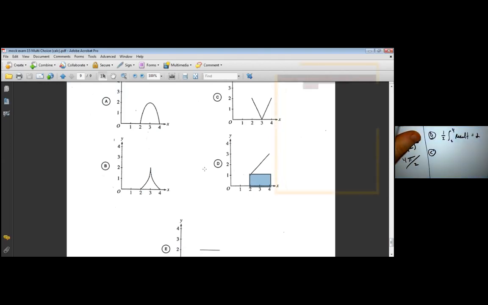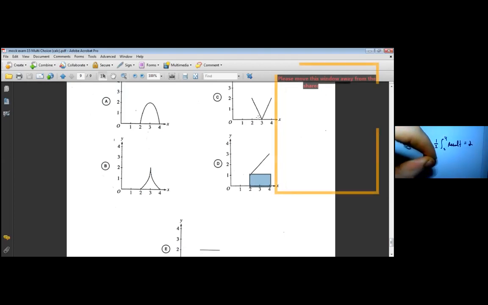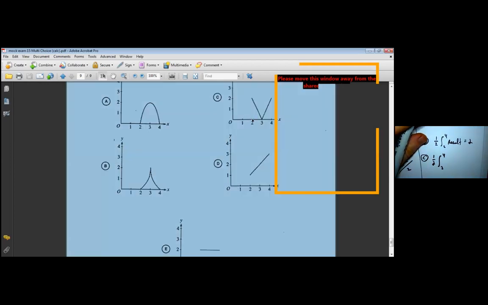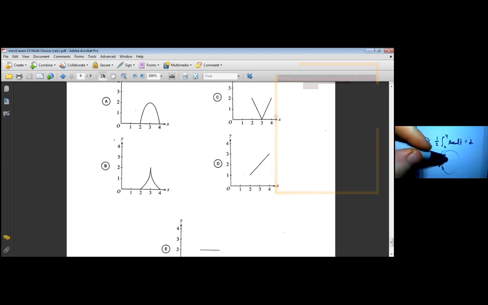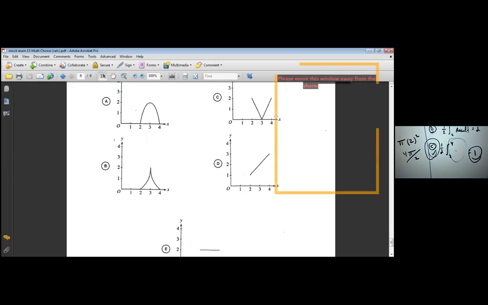Let's take a peek at C. If we did 1/(b minus a), that's still 1/2 times the integral from 2 to 4. Now that means we want the area from 2 to 4, so that's going to be these two triangles. That's 1 times 2 is 2, cut it in half is 1. So each of these triangles is 1, which means the result of the integral is 2. And then 2 times 1/2 is 1. I'd be going with choice C for my answer.